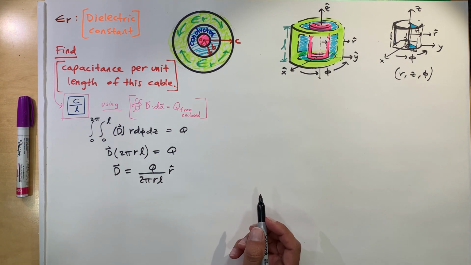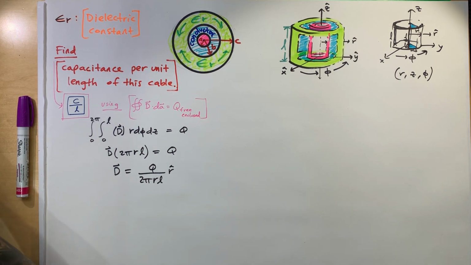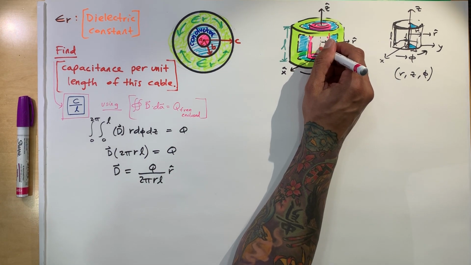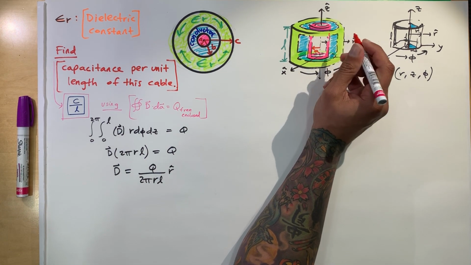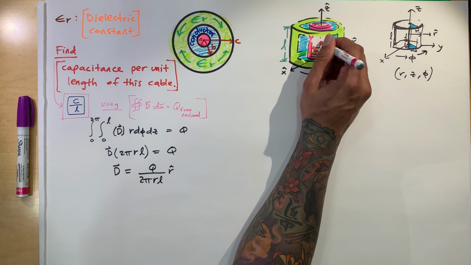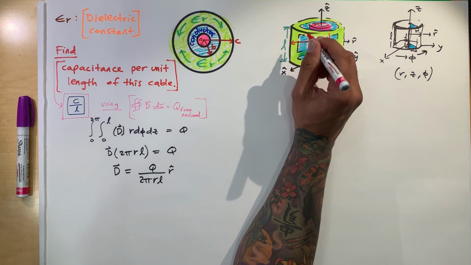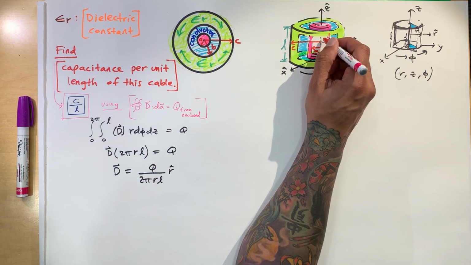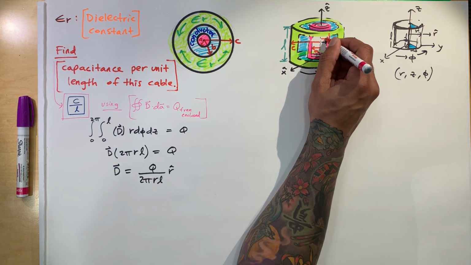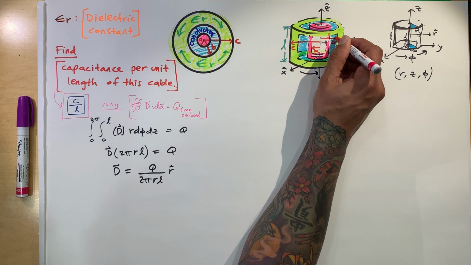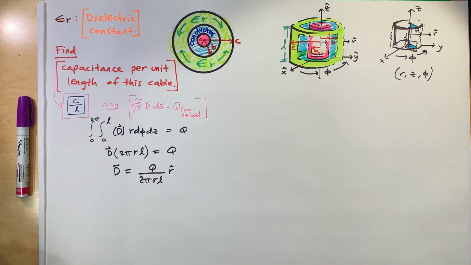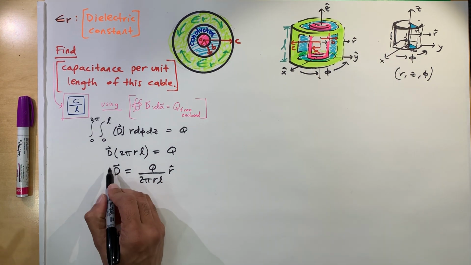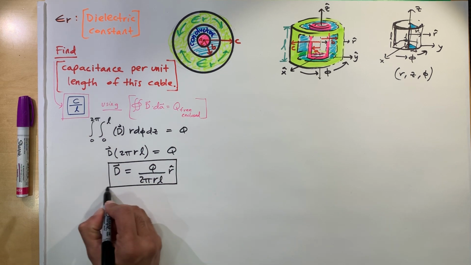Maybe I should have put the radii here. This distance here is A. This one all the way out to the edge is C. And B will be on this side, B goes to the blue part. Those are the radii. So this is what we have for electric displacement.